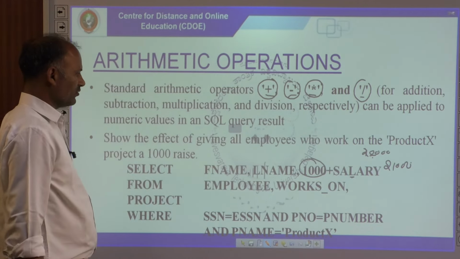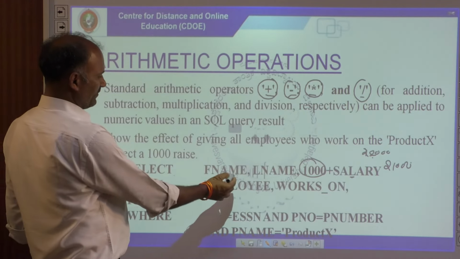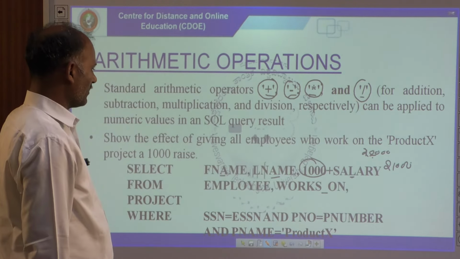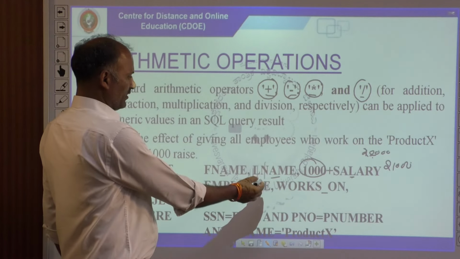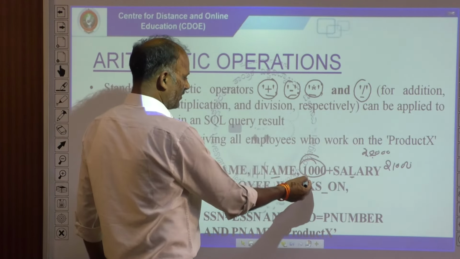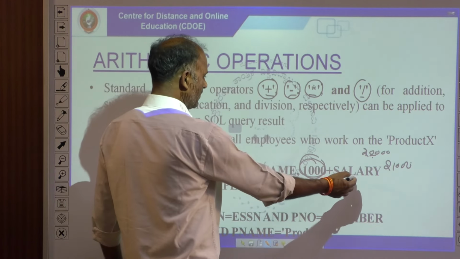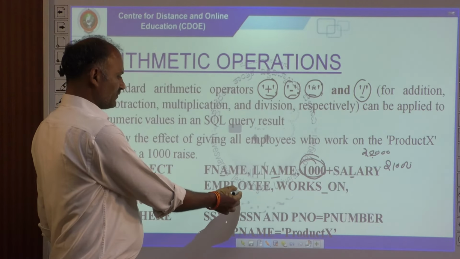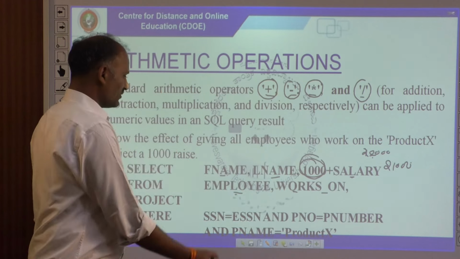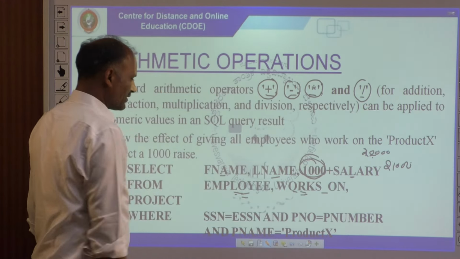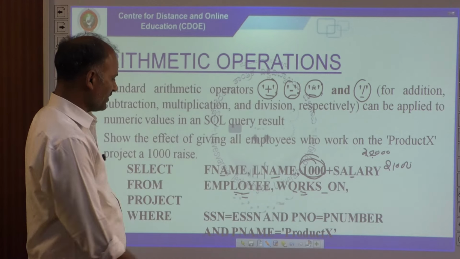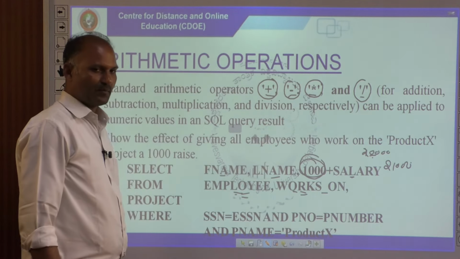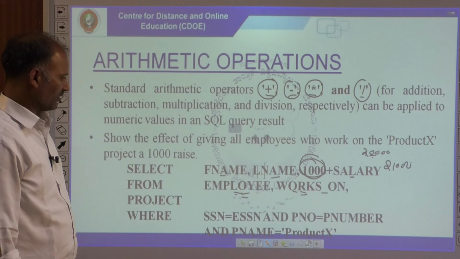For that, the query is: select first name, last name. This is as usual getting the first name and the last name of the employees. Along with that, I want to add 1,000 rupees to the existing salary earned by each employee. From which tables? From employee and works on. These are the tables from where you are getting the data, where SSN is equal to ESSN and the project number is equal to P number, which is present in employee as well as in the works on department.